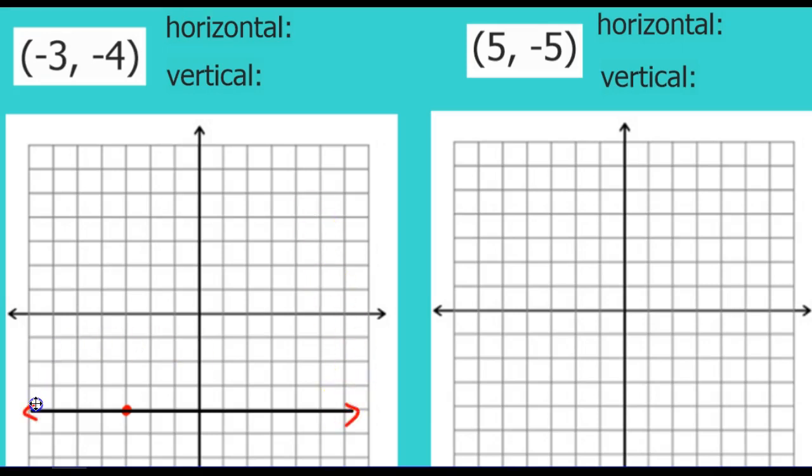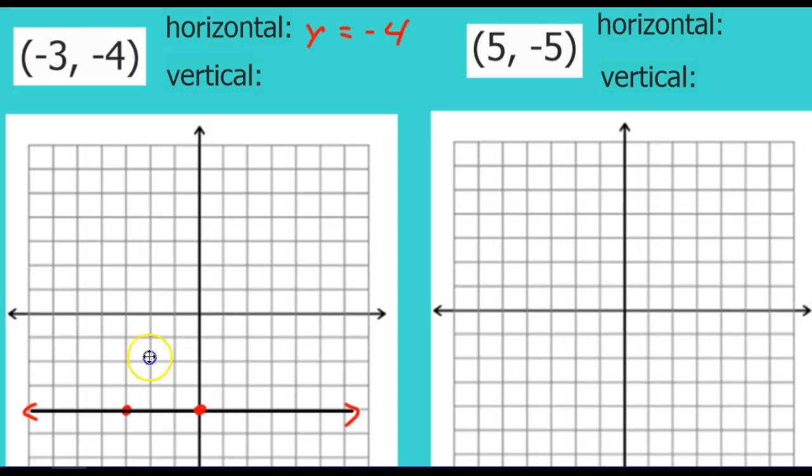Now, we know that this is never going to cross our x-axis, but it does cross our y-axis right here. So basically what this is, we count down how many it goes down the y-axis, which is 1, 2, 3, 4. So our horizontal is y equals -4. That's our equation, which is y equals -4.